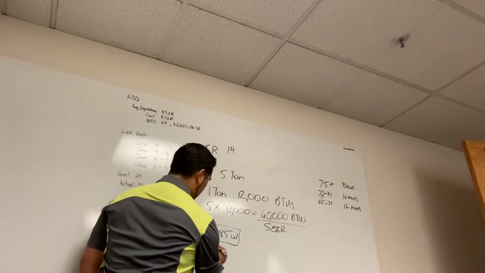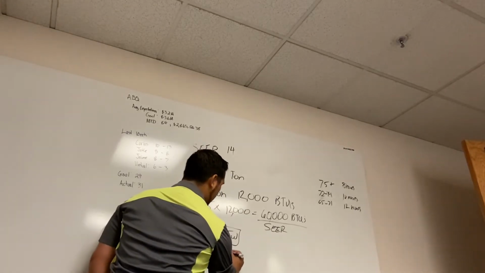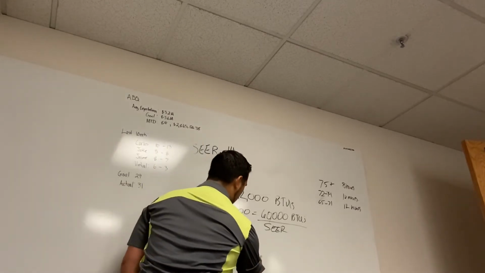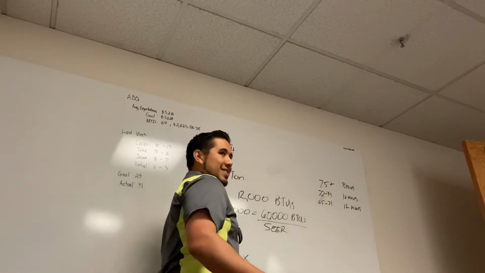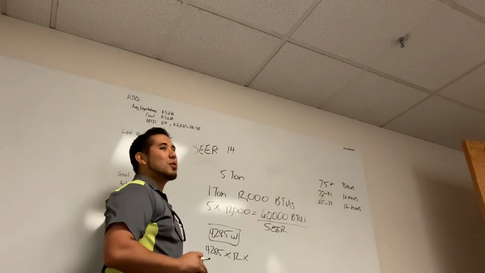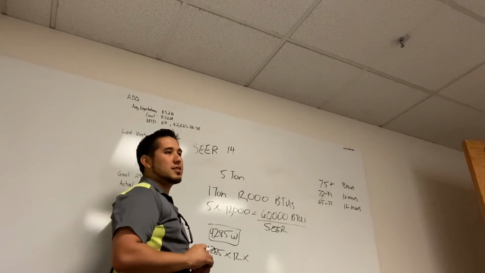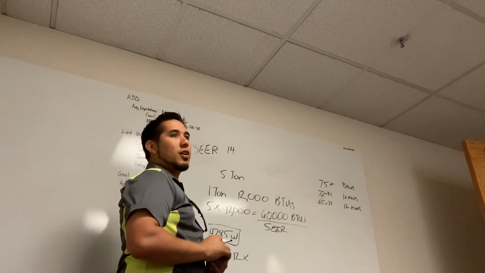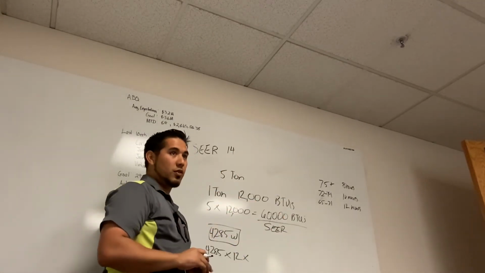So I would take 42.85 times 12 hours a day times... Now here's where it gets tricky. It depends on where they live, right? If we're talking to somebody in Santa Fe, it's not going to run as much as it's going to be in Albuquerque. If we're talking to somebody in Farmington, it's not going to run as much as in Albuquerque, right? If we're talking about down south, it's going to run a hell of a lot more, right?